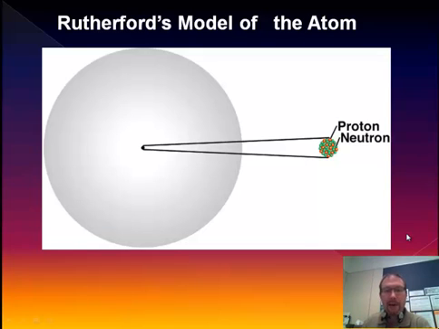Rutherford's model of the atom put a tiny nucleus with protons and neutrons at the center of the atom, and most of the rest of the atom is made up of empty space where electrons can be found. Now, at this point, they still didn't know much about the motion of electrons. They just knew that most of the mass was right there in the center where the protons and neutrons were, and the electrons had to be somewhere else.